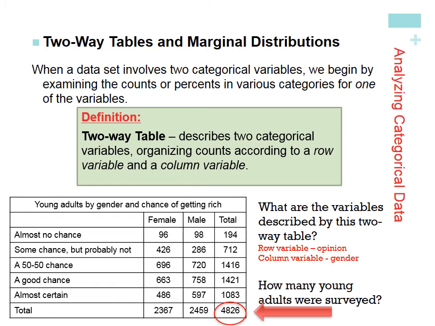And then at the bottom here, this is really important, you always want to be able to find that total. The total number of adults surveyed are always going to be in this bottom. Now keep in mind, remember that the total for the rows should also equal the total for the columns. So that's just a quick check to make sure that you did that correctly.